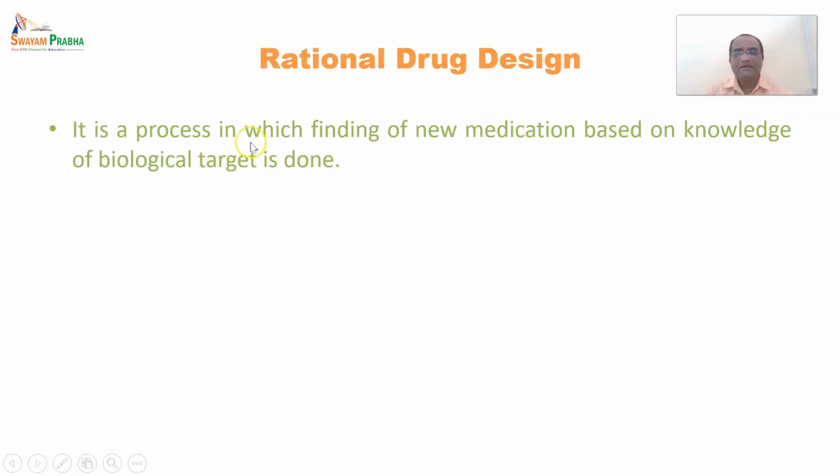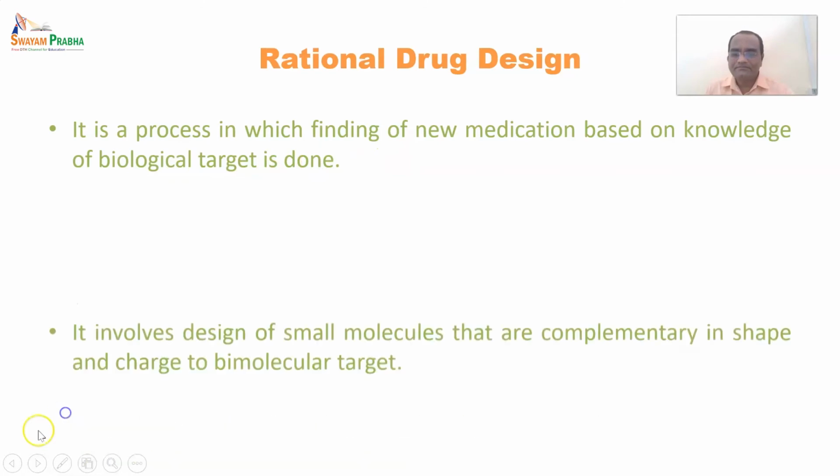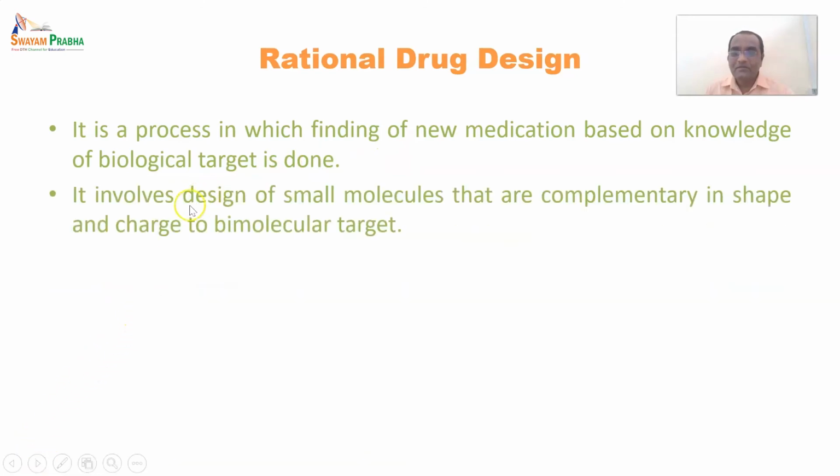Basically in rational drug design, biological targets are identified, and based on that a new drug molecule is invented. It involves designing small molecules that are complementary in shape and charge to the biomolecular target. Neurotransmitters are also important in rational drug design, because with the help of a neurotransmitter one can make drugs having similar size and shape. We'll come across an example of rational drug design.